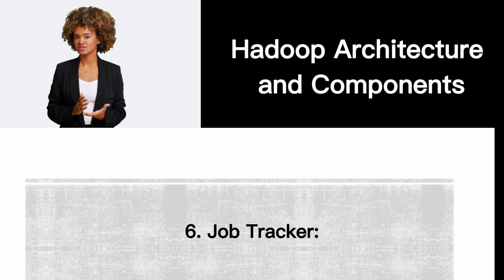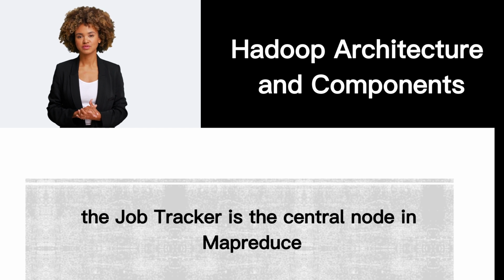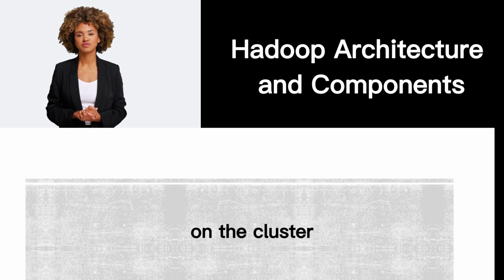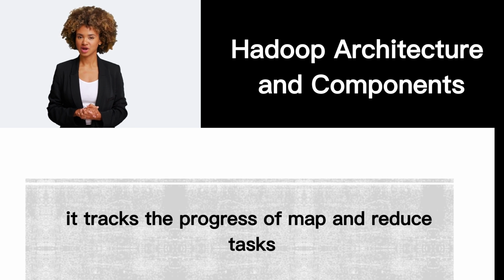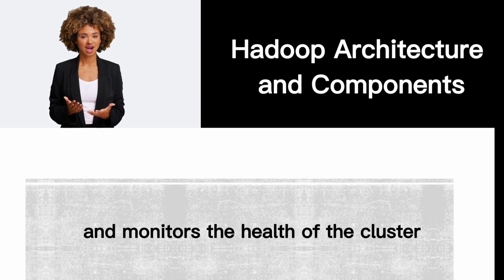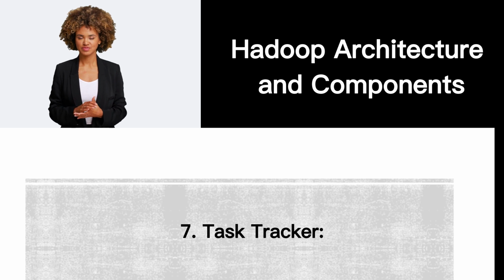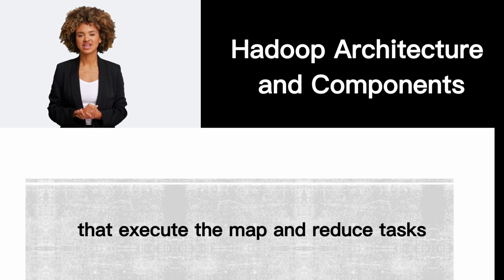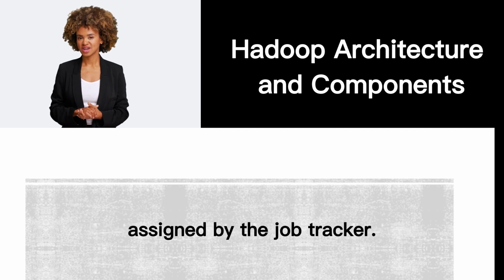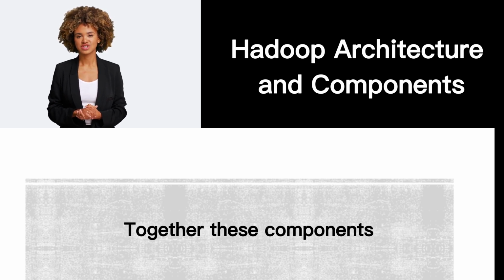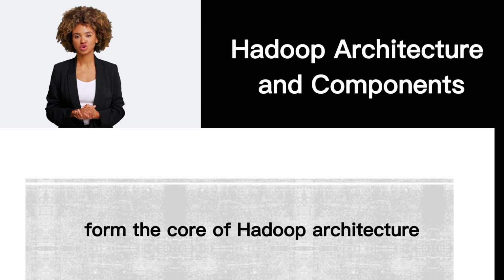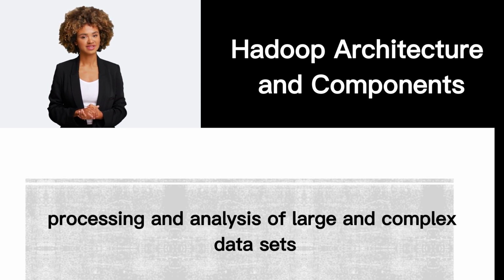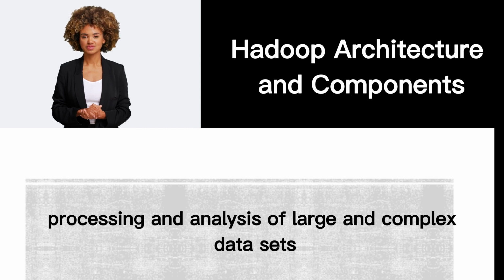6. Job Tracker. The job tracker is the central node in MapReduce that manages the execution of MapReduce jobs on the cluster. It tracks the progress of map and reduce tasks and monitors the health of the cluster. 7. Task Tracker. Task trackers are servers in the Hadoop cluster that execute the map and reduce tasks assigned by the job tracker. Together, these components form the core of Hadoop architecture and enable the storage, processing, and analysis of large and complex data sets.